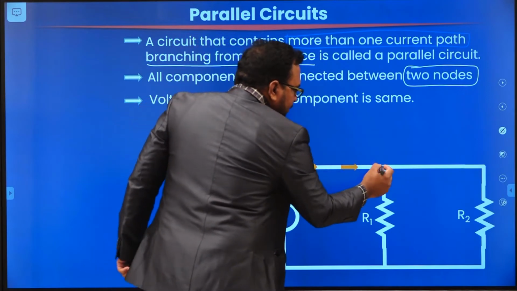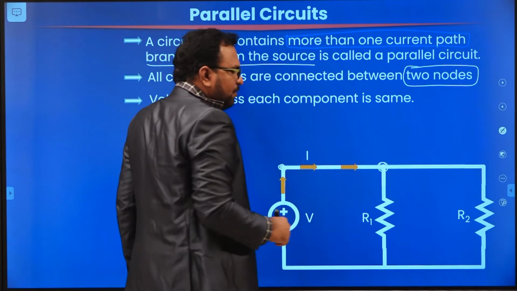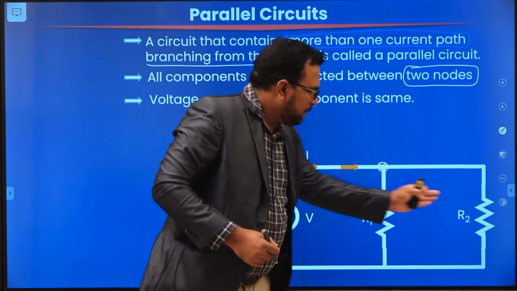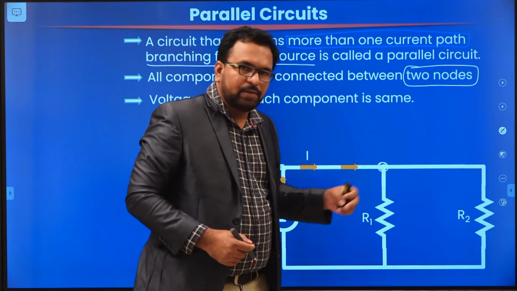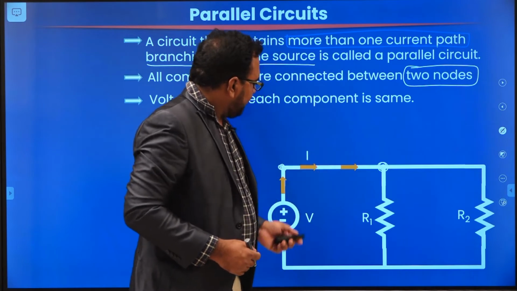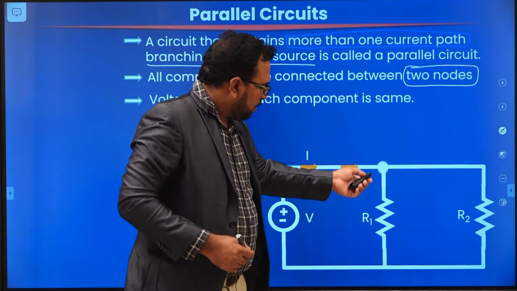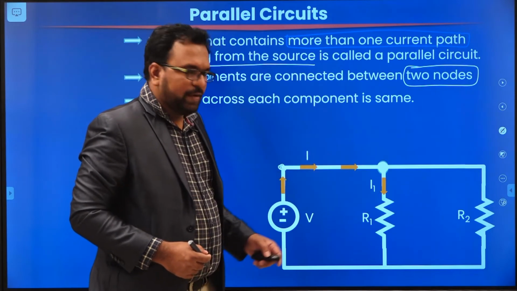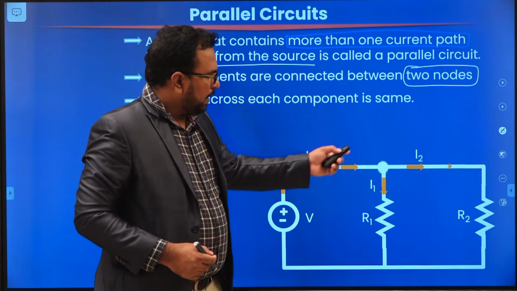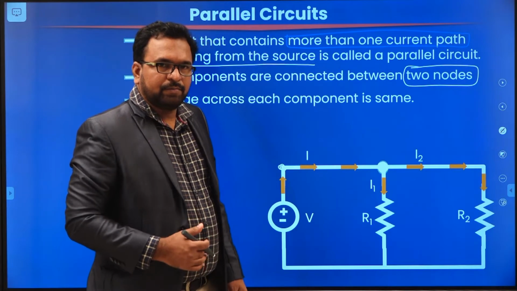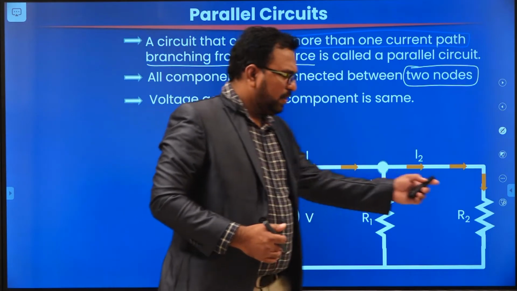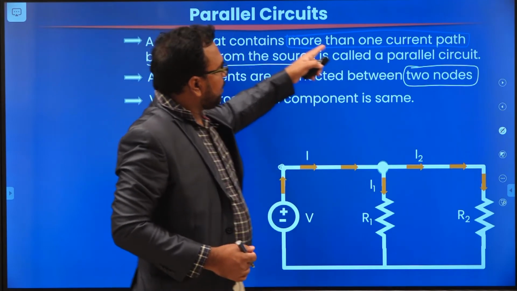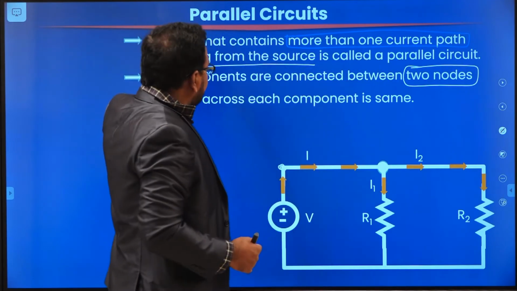And what happens at this node? Obviously it is a junction point. There are two elements connected, two branches involved here, R1 and R2. That means the total current I coming out of the source will divide at this node. A current of I1 will flow through R1 and a current of I2 will flow through R2, because there are more paths involved here. So a circuit that contains more than one current path branching from the source.